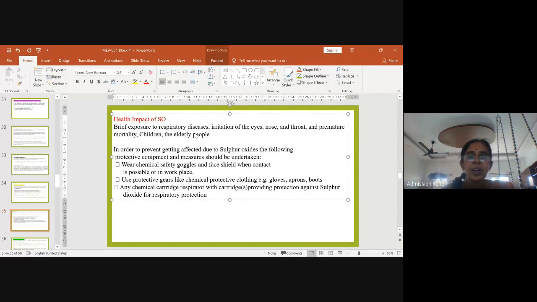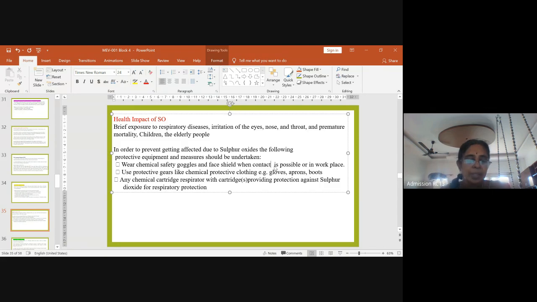Next, how do we prevent this? In order to prevent getting affected by sulfur oxides, some of the protective equipment and measures to be undertaken are: we have to wear chemical safety goggles and a face shield when contact is possible or in the workplace, then use protective gear like chemical protective clothing such as gloves, aprons, boots, etc. And use a chemical cartridge respirator providing protection against sulfur dioxide for respiratory protection.